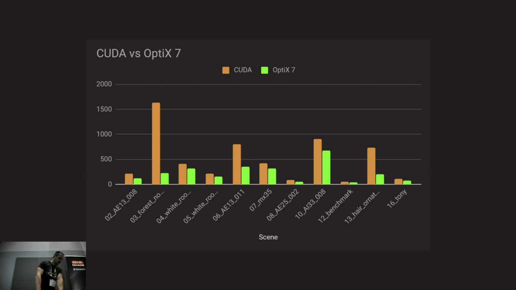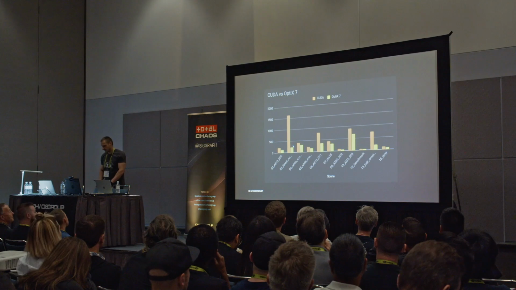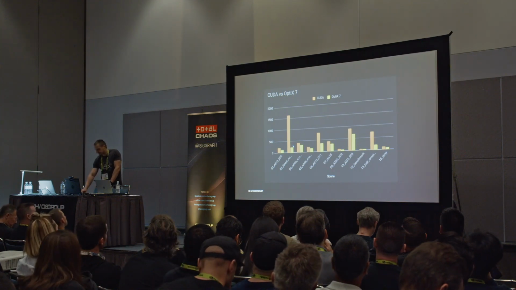So several benchmarks on a few different scenes. The orange bars are our CUDA version, which is the current version of VRay GPU. The green bars are the Optix 7 version, and Optix 7 is always faster, sometimes a lot faster. This scene here, where you get this huge speed up, contains a lot of proxies and a lot of instances, and this is where Optix really, really helps.